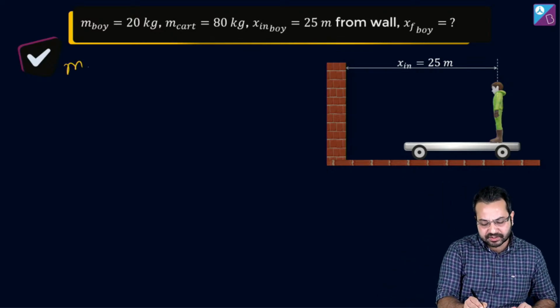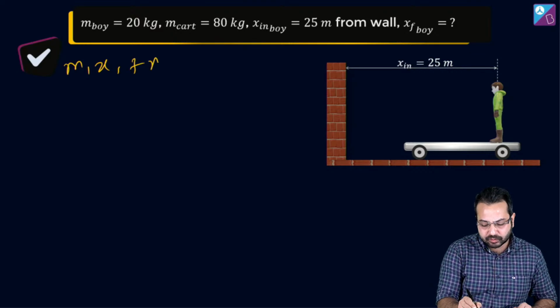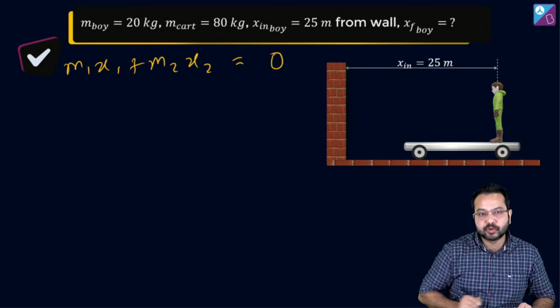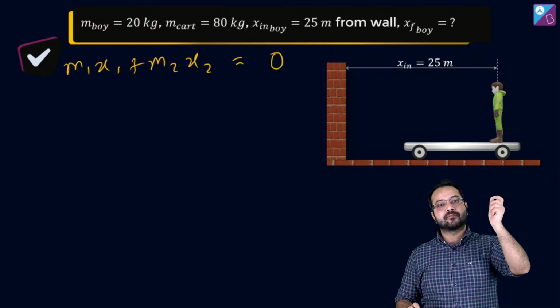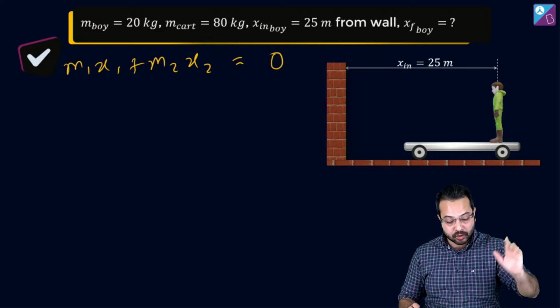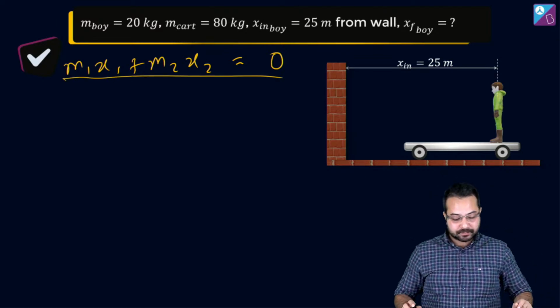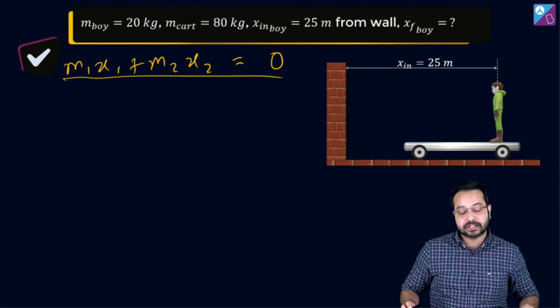What is the concept? The concept is m1x1 plus m2x2 is going to be equal to 0 because the center of mass was at rest initially, the center of mass will be at rest finally, so the displacement of center of mass is going to be 0, which means I can use m1x1 plus m2x2 is equal to 0. What are these? These are displacements, correct?